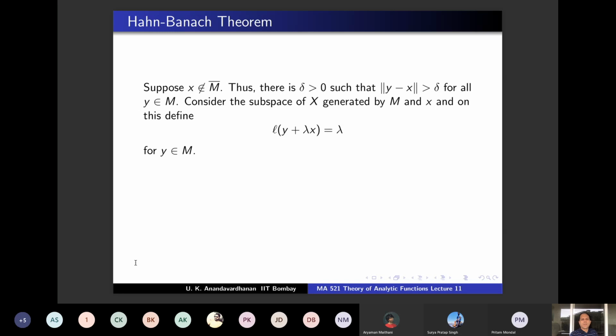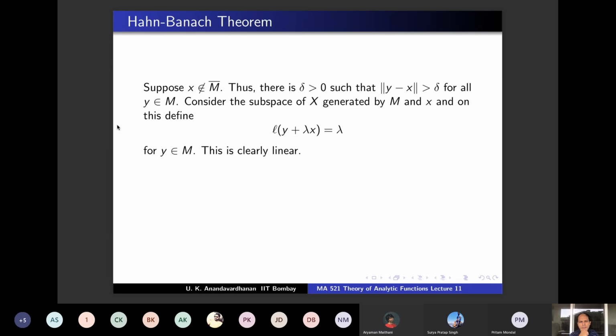There's nothing to check because on M, so define it like this. Any y in M, there's nothing to check, right? I'm taking a point in this span and I have defined it. So take a point, it will be of the form y plus lambda x for some y, and L of that is defined as lambda. So there's nothing to check here. This is defined, and this is clearly linear.